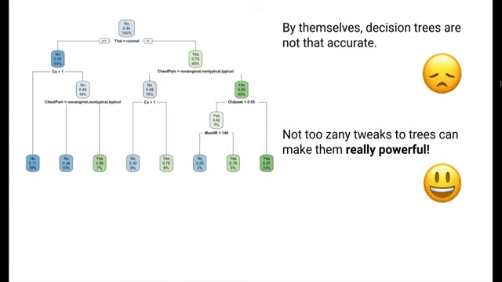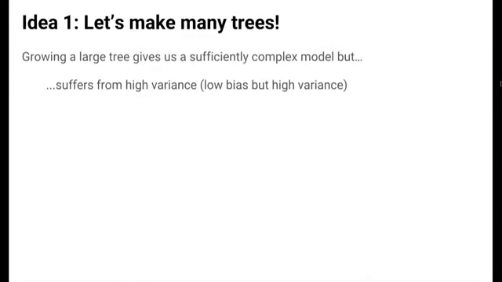Well, not to fear, it turns out that there are tweaks that we can make to trees that aren't too zany or weird that can make them very powerful in terms of predictive ability. We'll look at two of these ideas in this video. The first idea is the idea of making many trees. So I said that a single decision tree is not that accurate by itself, but can we make many trees?